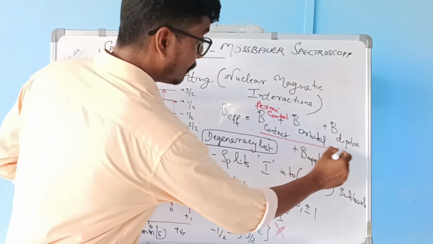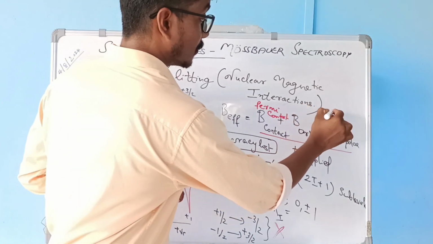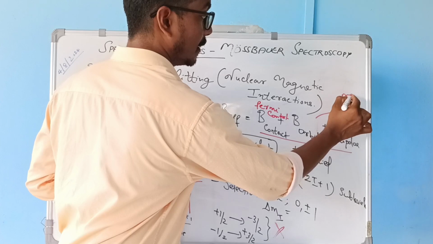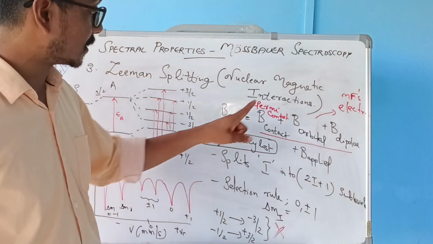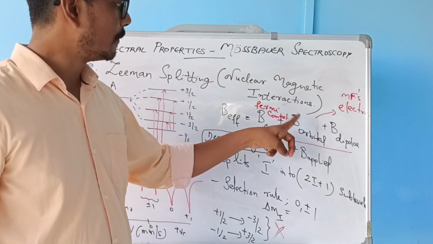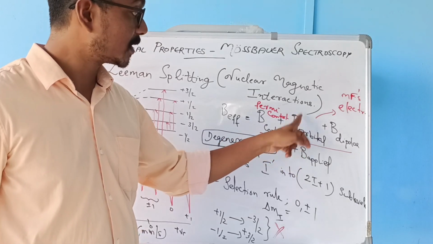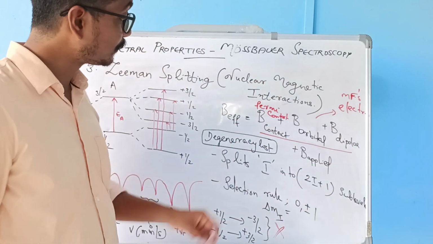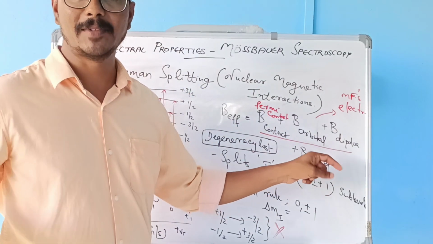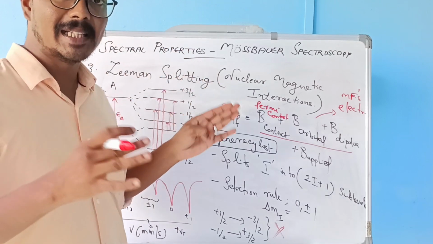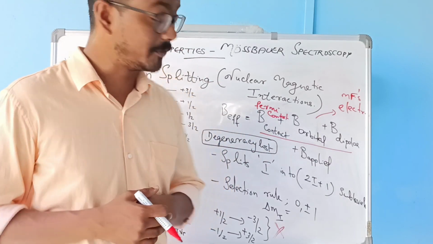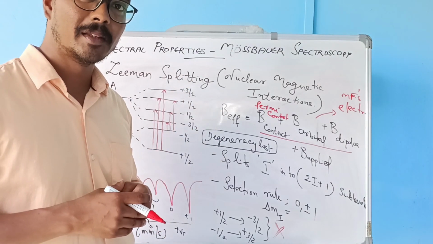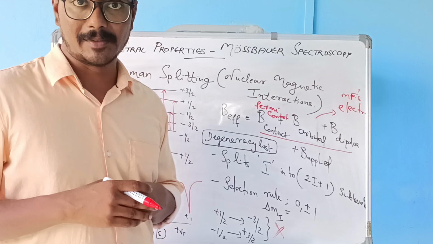So these three magnetic fields belong to the surrounding electrons. B contact or Fermi contact, B orbital, the magnetic field due to orbital motion, and the magnetic field due to the dipolar moment of the surrounding electrons. And finally the B applied, that is, B externally applied. So in total, this is the B effective, the effective magnetic field. And this effective magnetic field interacts with the nuclear energy levels.